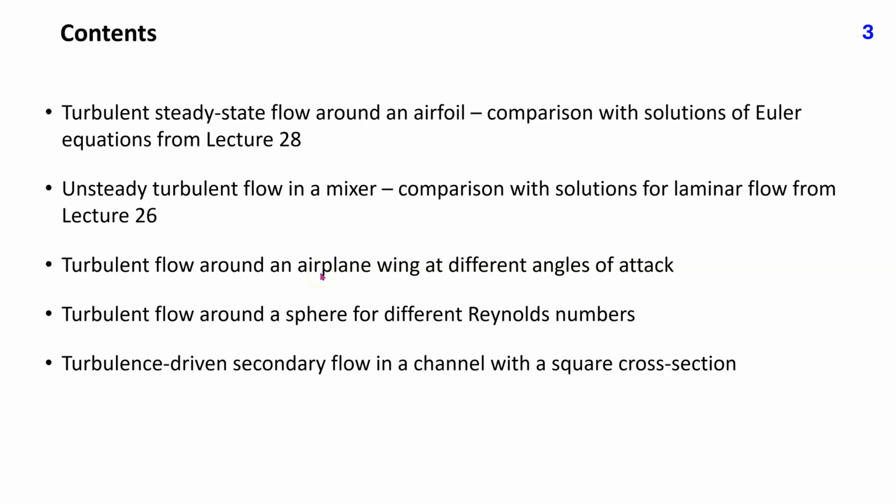In this lecture, 5 examples of simulation of turbulent flows using Reynolds-averaged Navier-Stokes equations are presented. These examples are selected to show both the strengths and the weaknesses of RANS turbulence models. In the first example, a steady-state flow around an airfoil is studied.